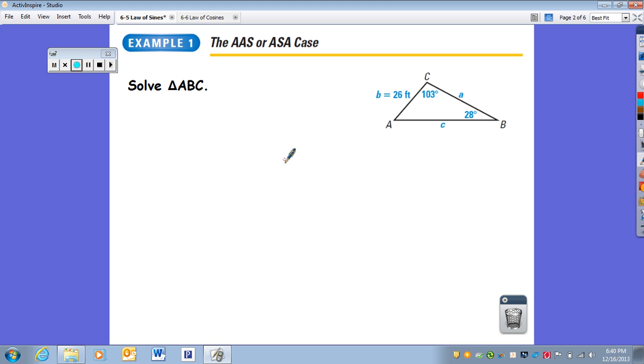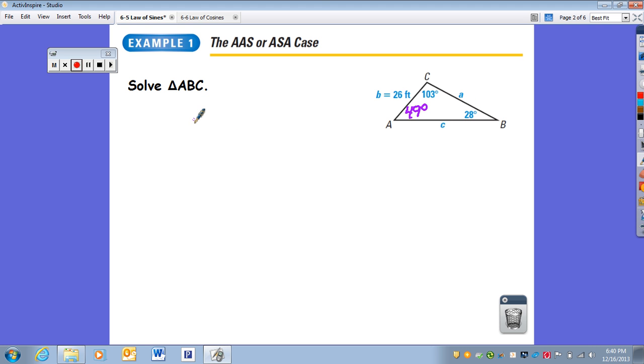We are going to do one that involves angle, angle, side, or angle, side, angle. Those terms should be familiar to you from geometry. What we want to do is set up a proportion, two ratios equal to one another, to solve for our missing sides, and we can use the relationship we know that a triangle has 180 degrees to find the degree measure of our missing angle. So 103 plus 28, when we subtract that from 180 degrees, we know that angle A has a measurement of 49 degrees. Now we need to solve for side c and side a.